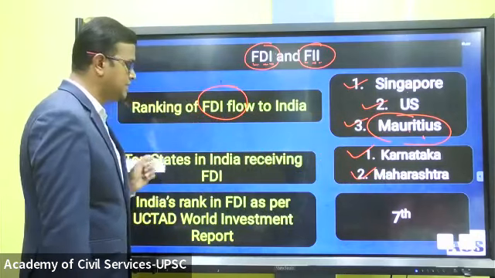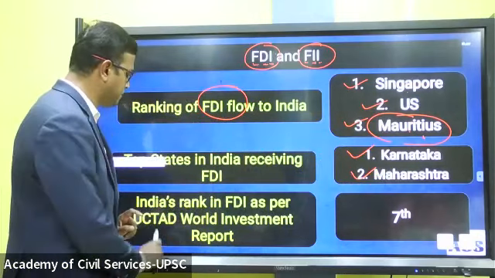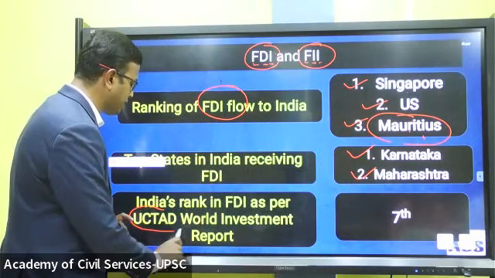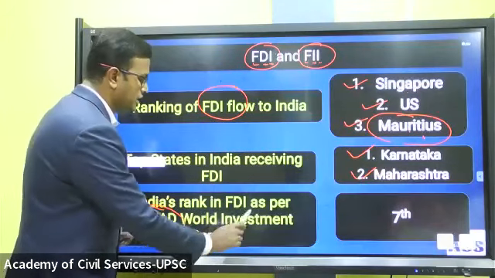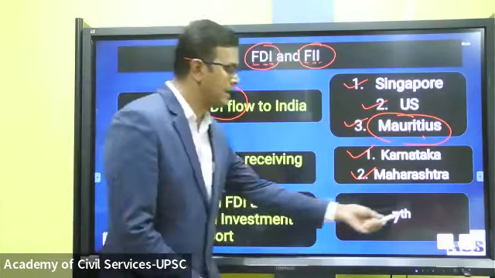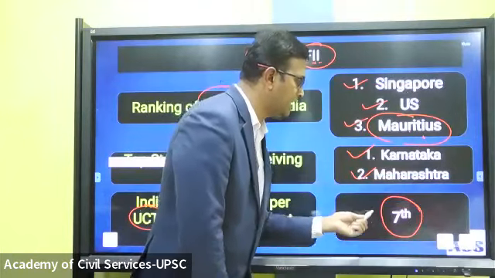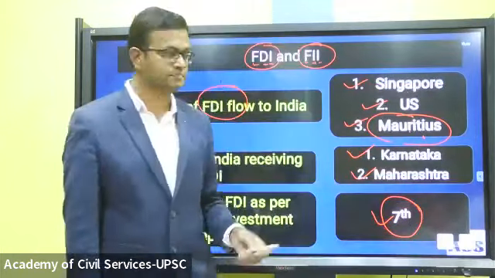The states receiving the highest FDI: Karnataka receives the highest FDI in India, and Maharashtra receives the second highest FDI in India. India's rank in FDI, as per the United Nations Trade and Development World Investment Report, is the seventh largest FDI destination in the world.